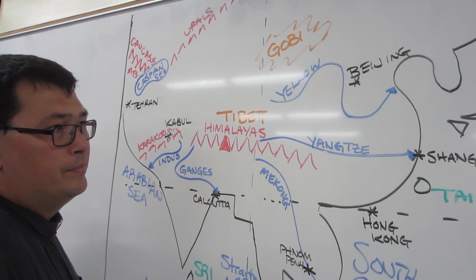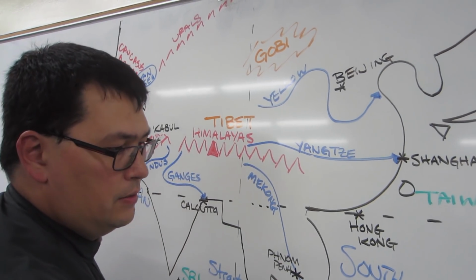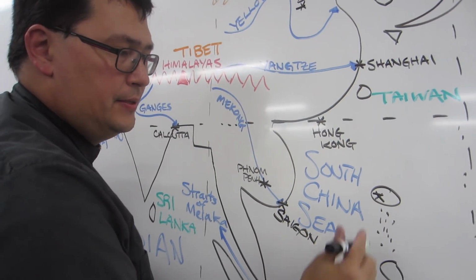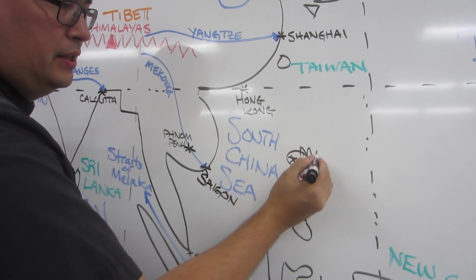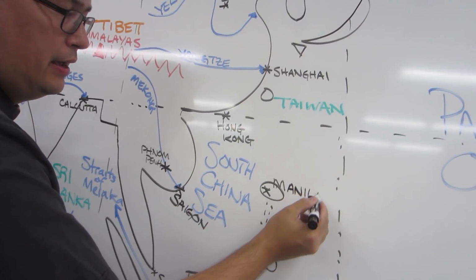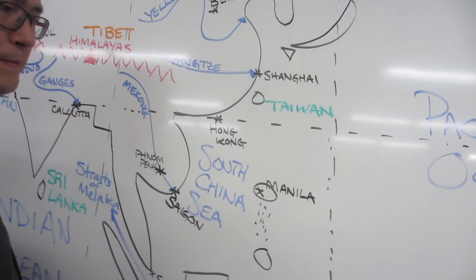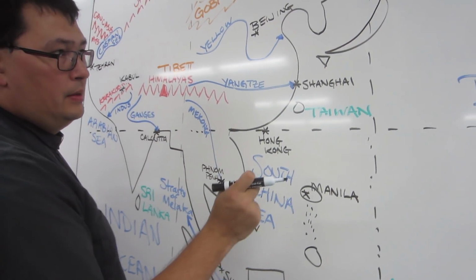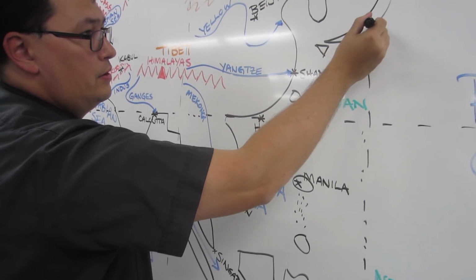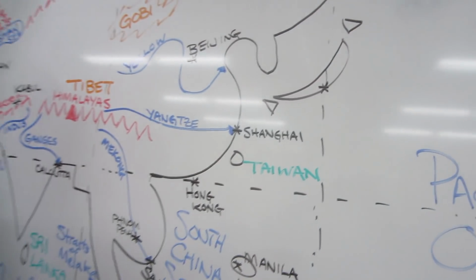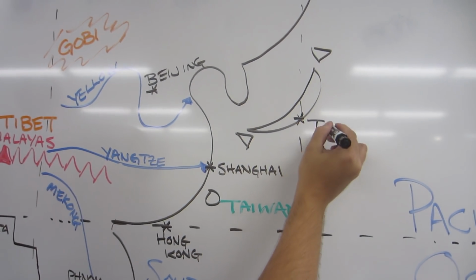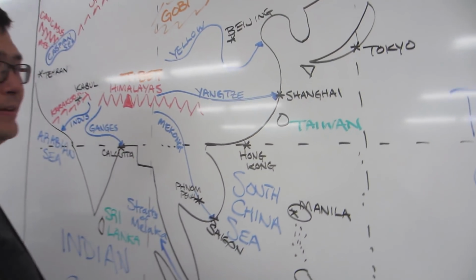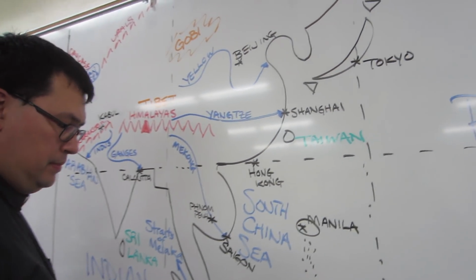2 more cities. The first is here in the handcuffs. These are the Philippine Islands, and the capital is Manila. It's the capital of the Philippines. It's also where my father was born. And last but not least, here in the center of the main island of Japan is the capital, Tokyo. And Tokyo is the 2nd largest city in the whole world.